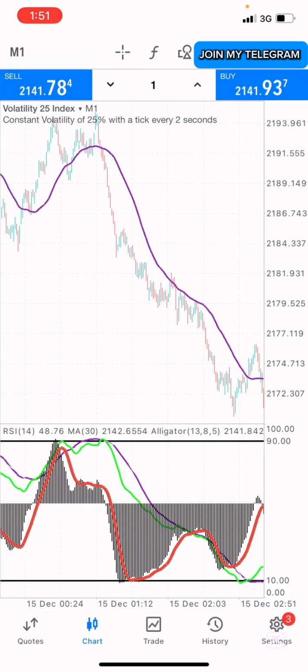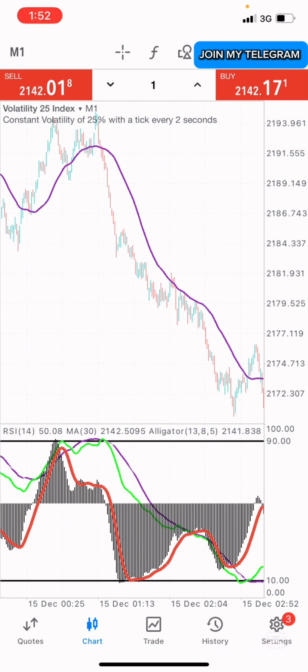In today's video, I'm going to share with you guys a very powerful and good strategy that you can use to make profits on the volatility indices market, right? So currently I'm on the Volatility 25 Index on the 1 minute time frame, currently using a lot size of 1. And I'm going to share with you guys the parameters for this strategy and how you'll be able to use this strategy to be profitable as a trader.